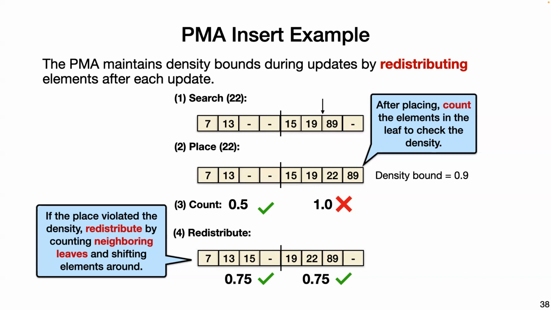This is 2 leaves. If this didn't have enough space to accommodate, you would have to go up 1 level in the PMA tree. And like, if that wasn't enough, you keep going up until you find something that can accommodate you. Or if you go all the way to the top and you couldn't find anything, you double the whole thing.